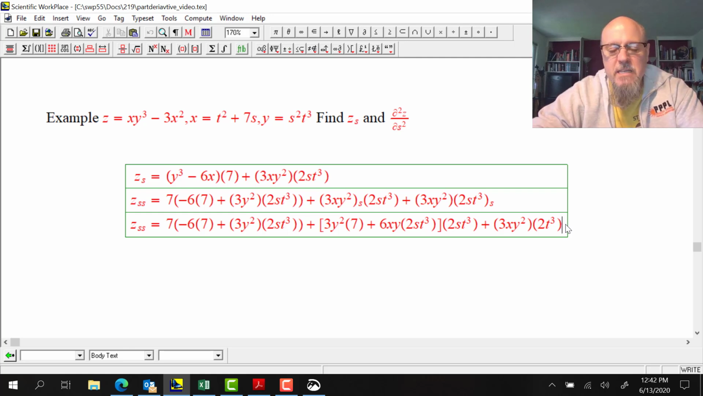Messy? Yeah. And if I was not confident with my answer, I could sub in the x and sub in the y, make z a function of strictly s and t, and then just take the second derivative. You could do it that way. But I think you'll find that the multivariable chain rule is a little bit easier because you don't have to do all that substitution.